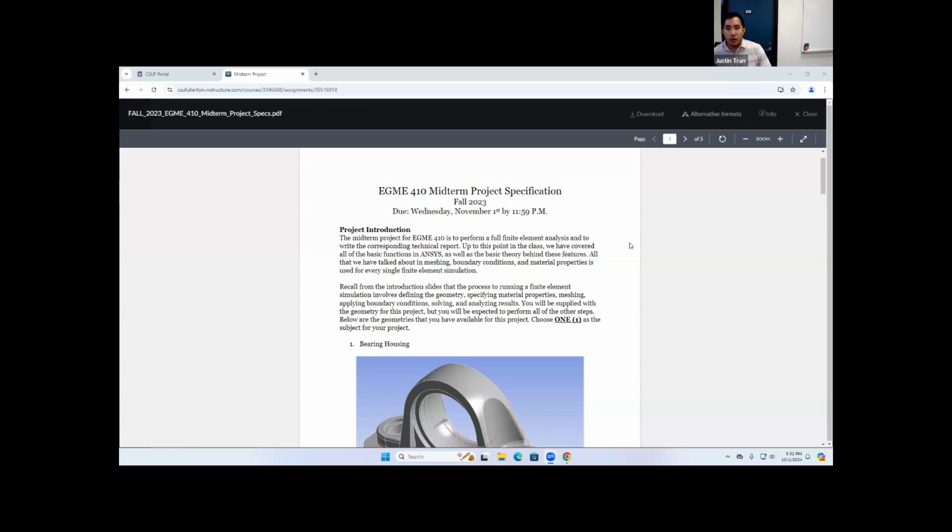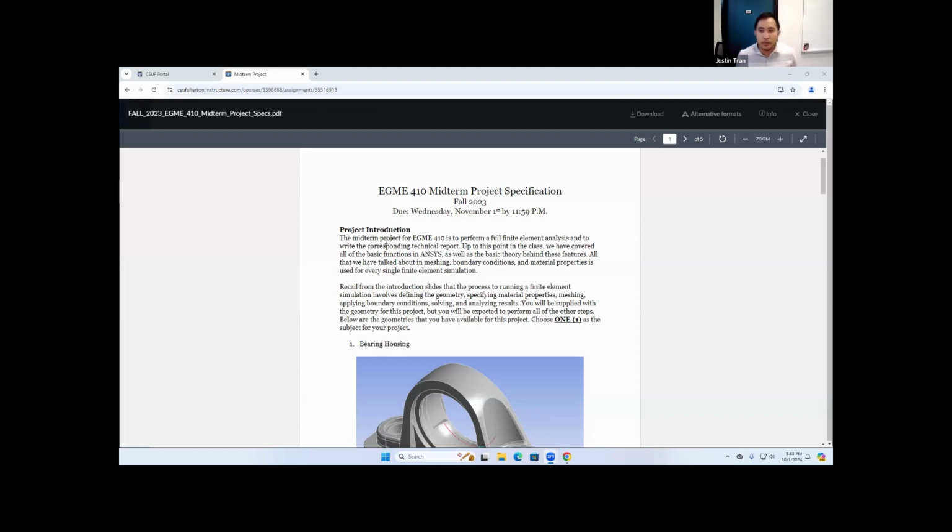Okay, so like I mentioned, I don't have the full specifications ready for you this year, but it's largely going to be the same. The idea with the midterm project is for you to do your own finite element analysis yourselves. Up until this point, we've done 3 ANSYS activities. We've gone step by step in the lectures through the meshing and the boundary conditions, and of course I provided the geometry to you. For the midterm project, you're gonna be doing all of those steps on your own.